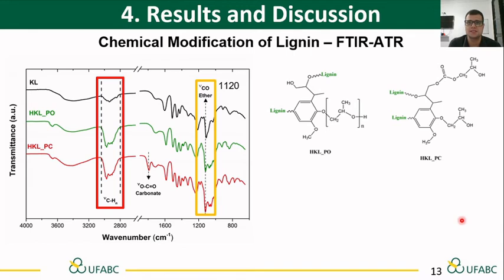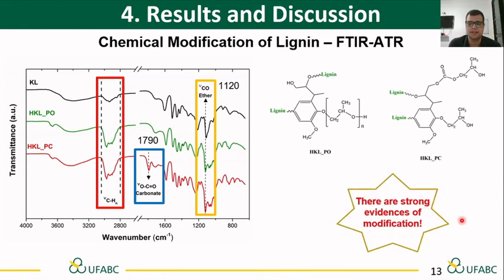This peak is associated with stretching modes of ether linkage. Then this increase can be attributed to ether linkage formed from the hydroxypropylation reaction. Furthermore, a peak centered at 1719 was only observed for the HKL-PC sample. This peak is assigned to carbonate linkage that can be formed from the reaction between aliphatic hydroxyls of lignin and propylene carbonate. Then we can affirm that there is strong evidence of modification.